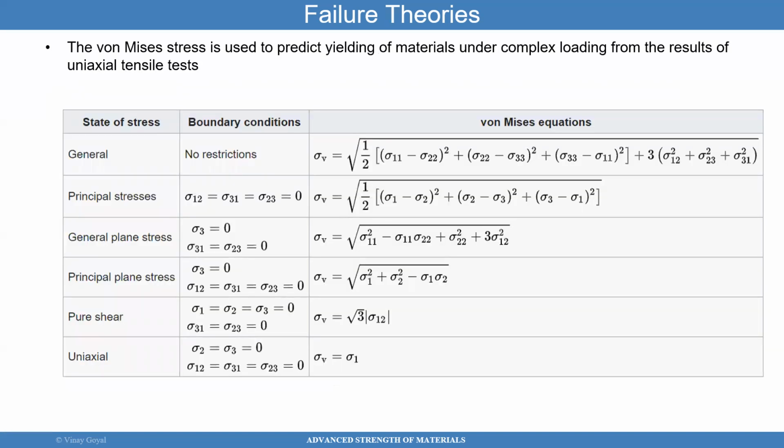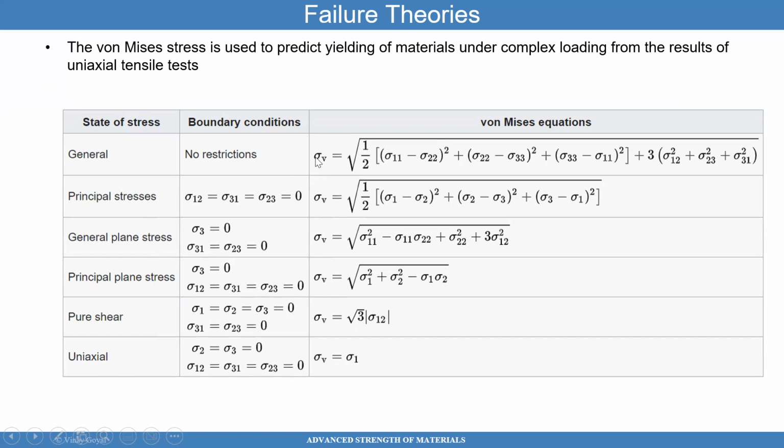The von Mises stress can be used to predict yielding or ultimate failure, and it can be determined based upon the uniaxial test. So what you could do is run a uniaxial test first, which is here at the very bottom row. In the uniaxial test, you will then calculate your von Mises stress. And now your von Mises stress can be used as the criteria for the other von Mises equations.